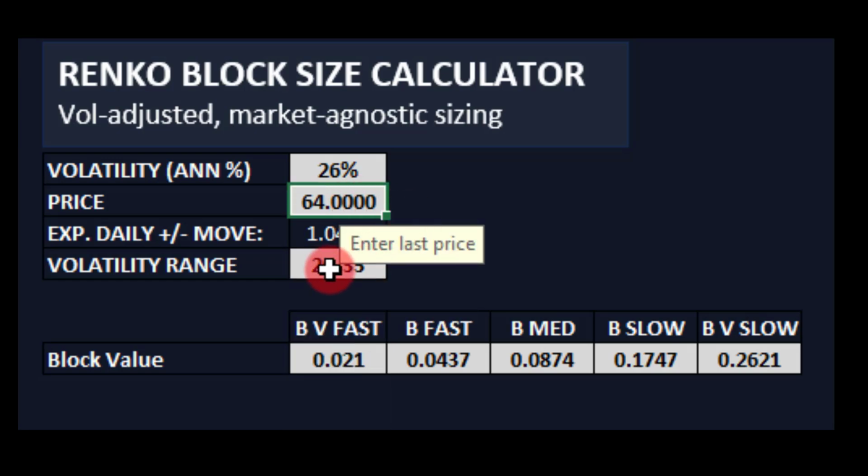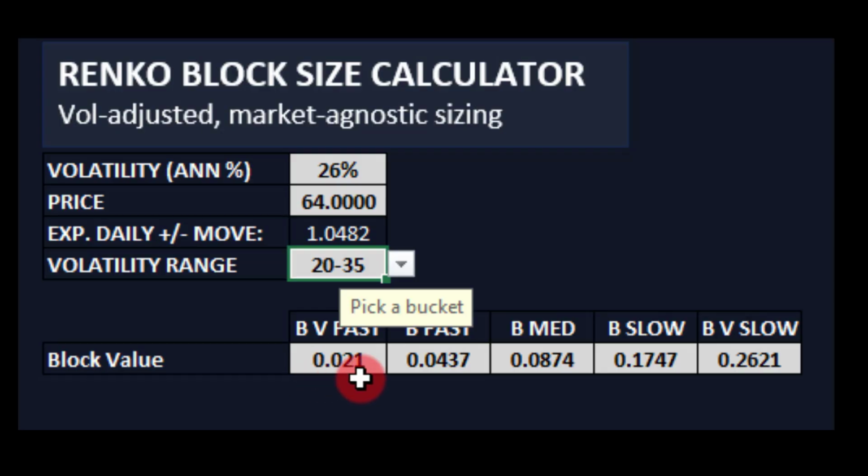And what happens then when you pick the right bucket, it creates this range below that you can see of block sizes. Now they are divided into 5 different approaches according to the strategy and the volatility of the market that you're trading. So the B, by the way, stands for block: very fast maybe if you're scalping, fast if you're day trading, medium if you're swing trading, maybe slow if you're swing trading, and very slow if you're holding longer term positions. So that's saying at these inputs, these parameters that we put in, we want a 2 cents block size for our scalping oil trade.